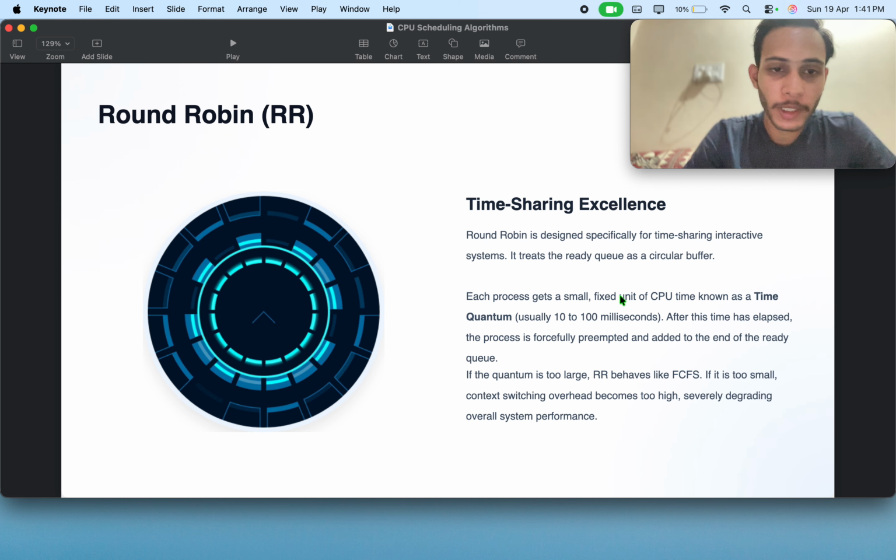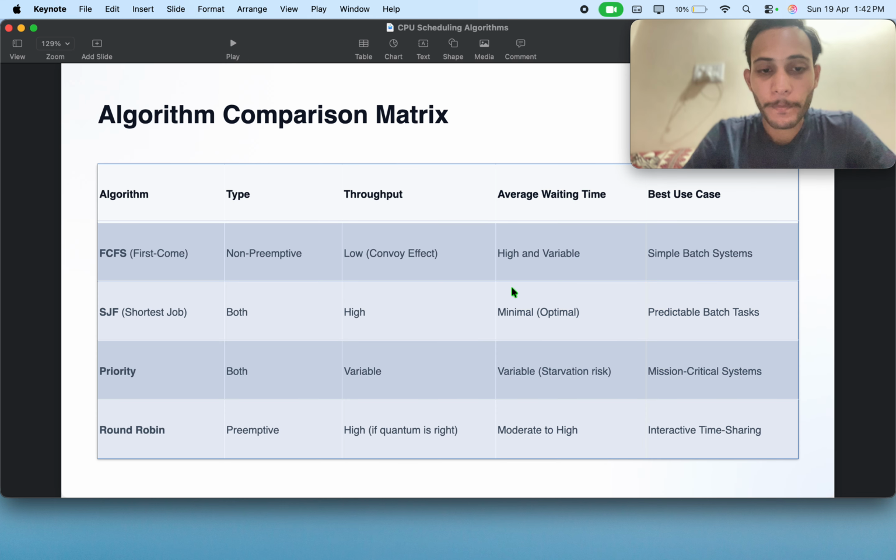Then the last one is RR, the round robin method. It is designed specifically for interactive time sharing systems like the computer we are using. It gives every process a small strict time limit called a quantum. Once the process uses up its quantum, it gets paused and moved to the back of the line. It ensures every application remains responsive. यही इसका मेन मोटिव है। And the last thing is comparison.